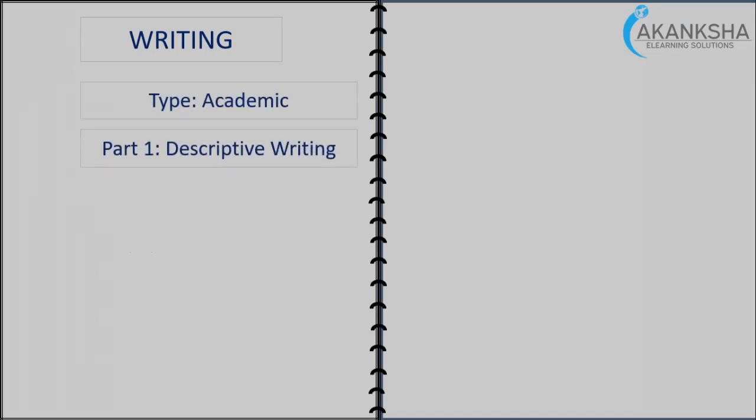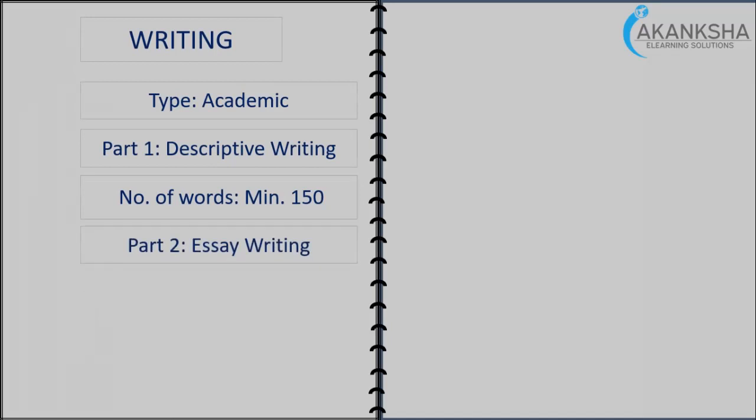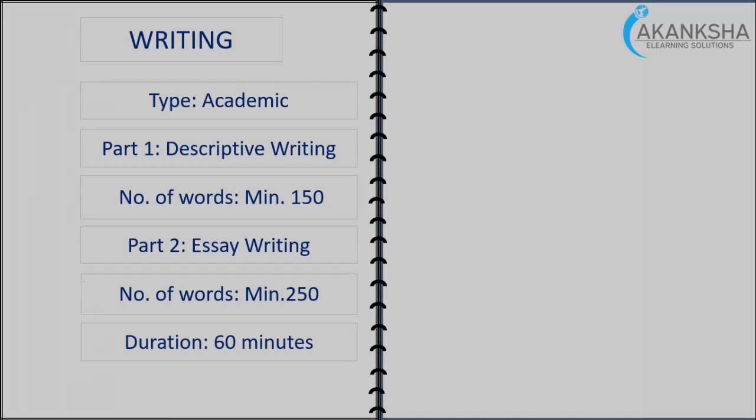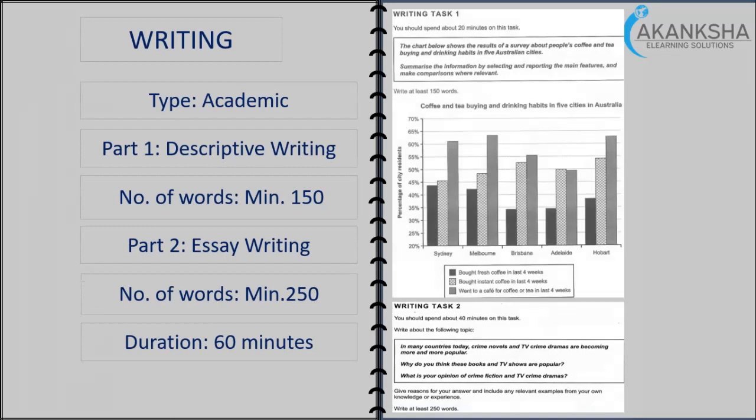Here you basically have descriptive writing, where you will be given a pie chart or a bar chart or a line graph or maybe an image. As usual, for part 2 you have essay writing, which is again 250 words minimum, and you again have the same time, that is 60 minutes. Here's a sample of task 1 writing academic. All right, so that's how it is. That sums up the writing part.